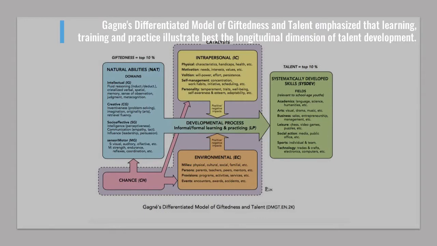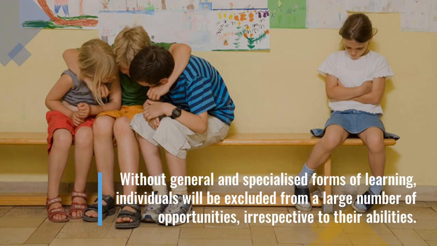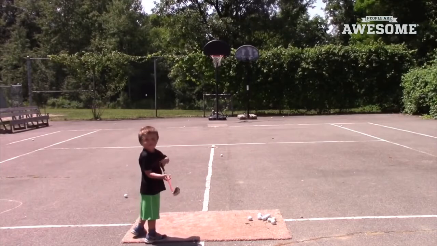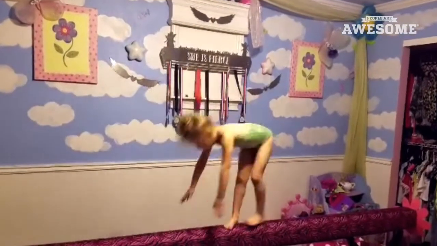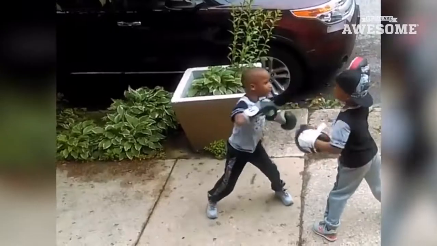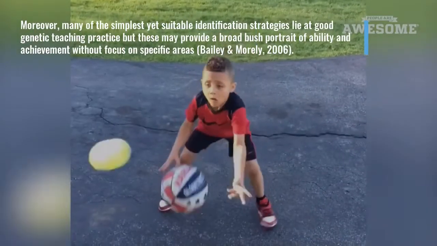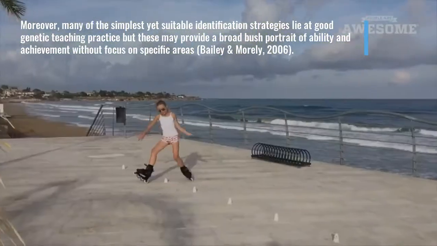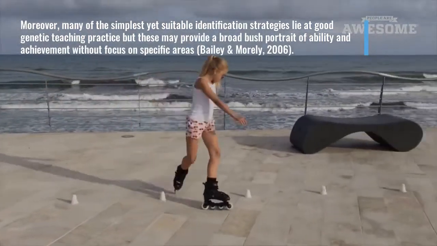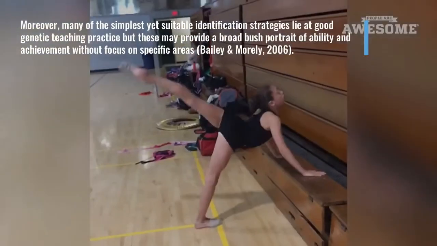Gundry's differentiated model of giftedness and talent emphasised that learning, training and practice illustrates best the longitudinal dimension of talent development. Without general and specialised forms of learning, individuals will be excluded from a large number of opportunities, irrespective of their abilities. Abbott in 2002 said that there is a need to distinguish between determinants of performance and determinants of potential skill acquisition. Fundamentally, the identification of talent relies heavily on stimulating, challenging, and revealing environments. Moreover, many of the simplest suitable talent identification strategies are like good general teaching practice, but these may provide a broad brush of portraits of abilities and achievements without focus on specific areas, according to Bailey and Morley in 2006.